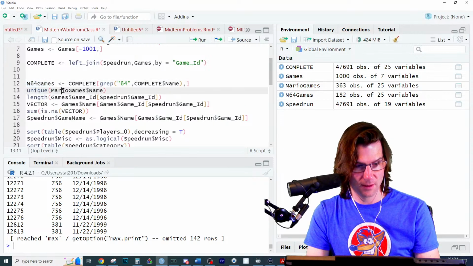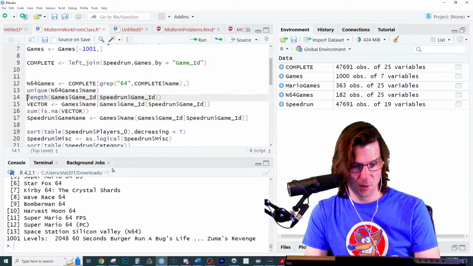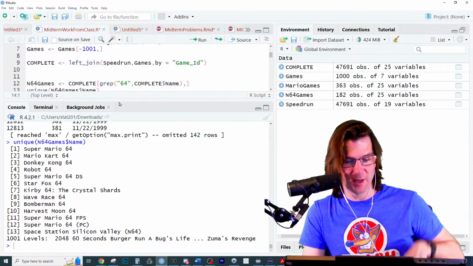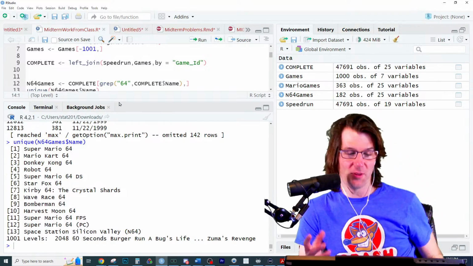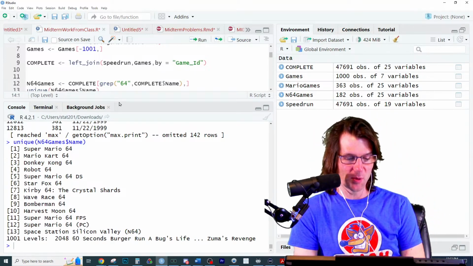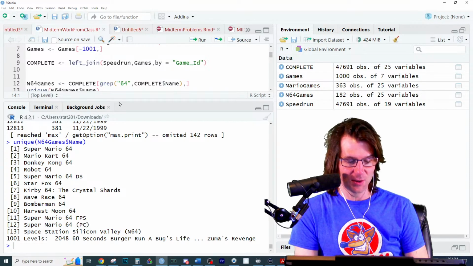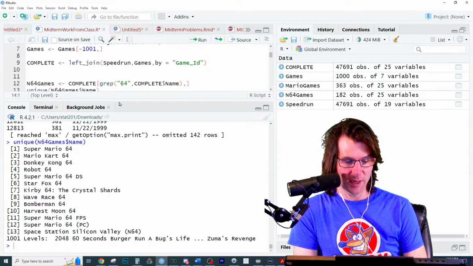And then Wave Race, of course. Every game on N64 was like 60... Well, not every game, sadly. Only 13 games, apparently. Not Space Station Silicon Valley, though. Super Mario 64 FPS. What is that? Oh, first-person shooter. All right.